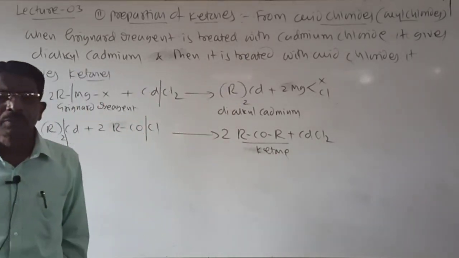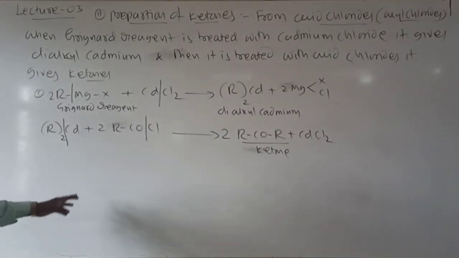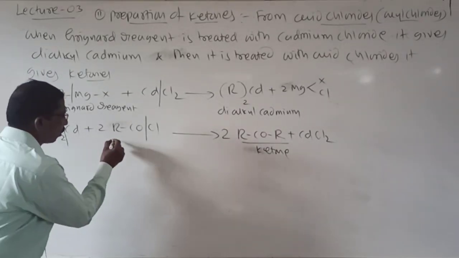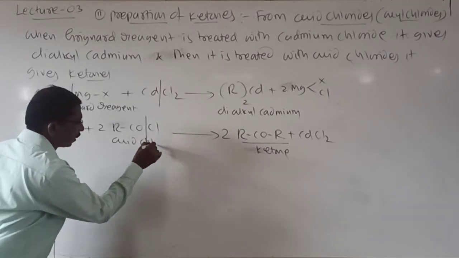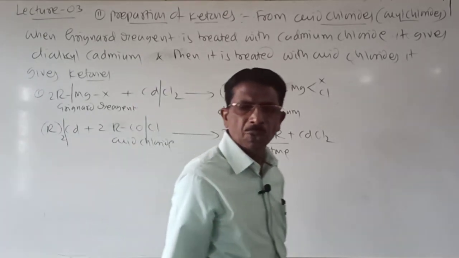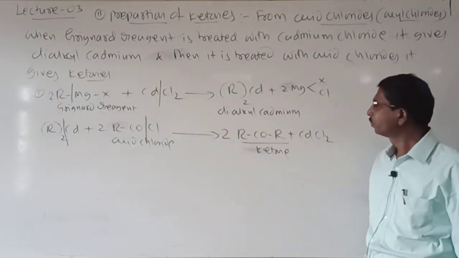Look here students, this example: R2Cd, dialkyl cadmium, reacts with acid chloride and then it gives a ketone. So this is the reaction here.